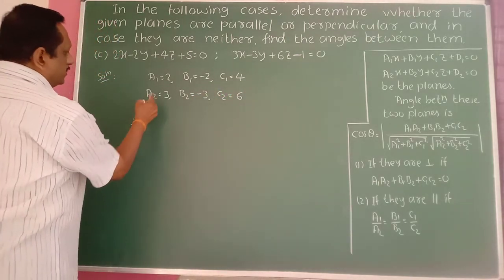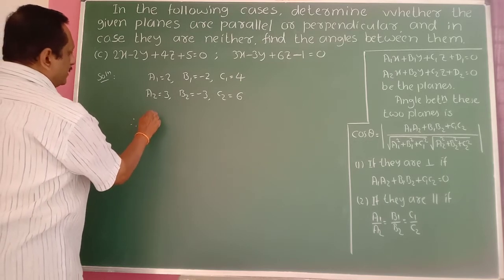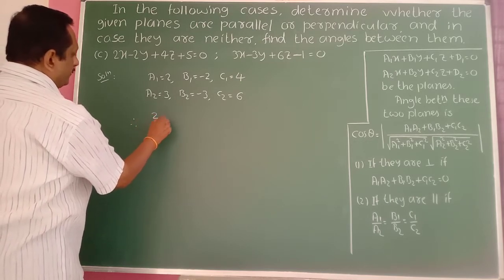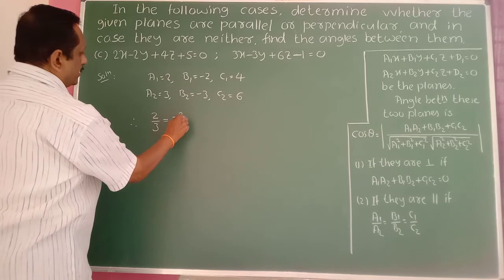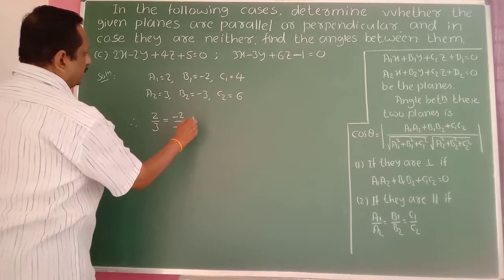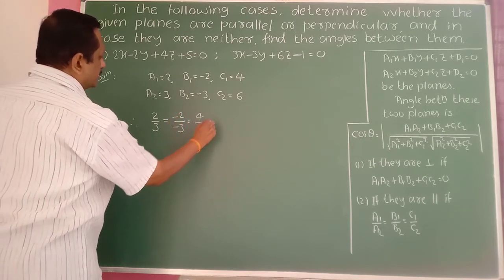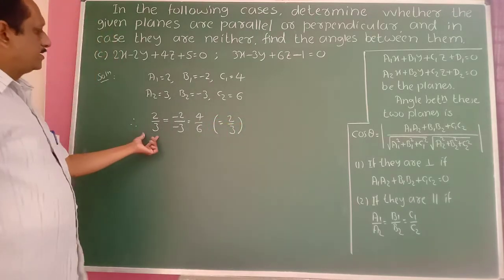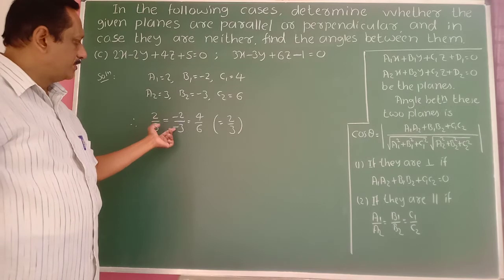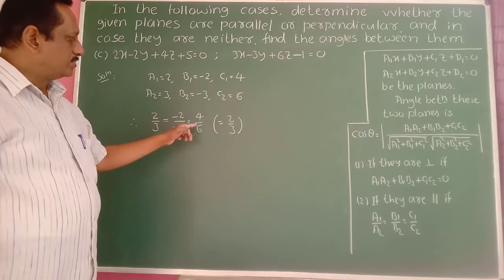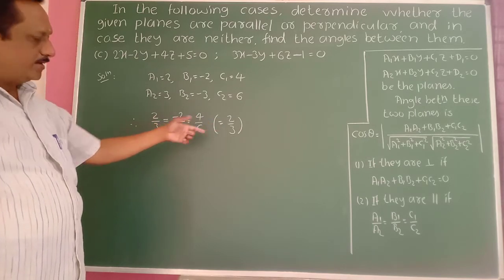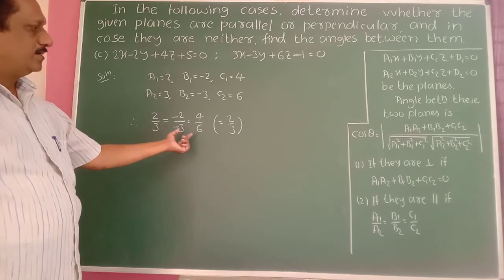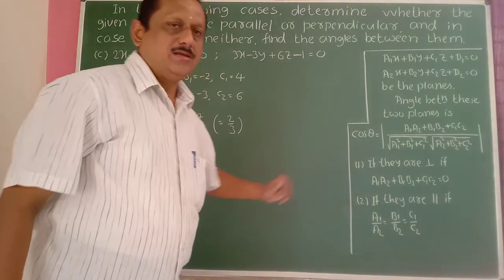Therefore just observe the terms here. You can write here 2 divided by 3 is equal to minus 2 divided by minus 3 is equal to 4 upon 6 is equal to what? 2 divided by 3. Each term is 2 by 3. Minus upon minus is plus, 2 by 3. The 2s cancel. Therefore the ratios are equal here. Then we can say they are parallel to each other.